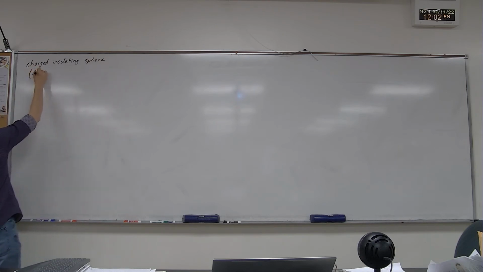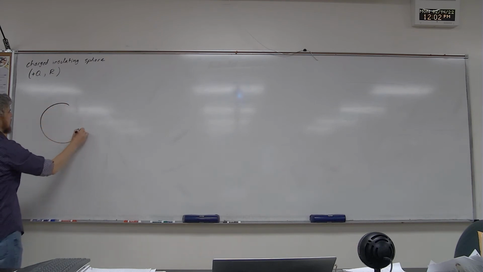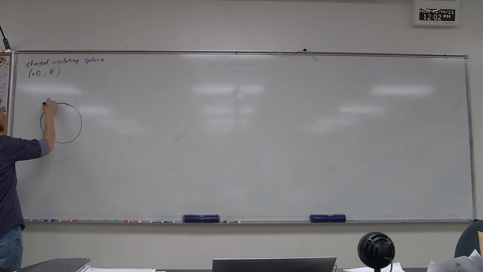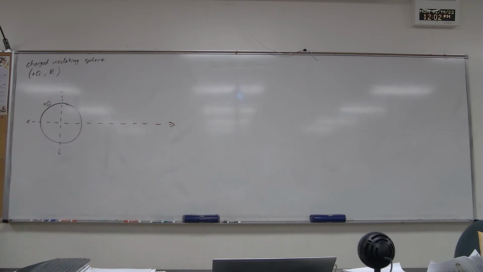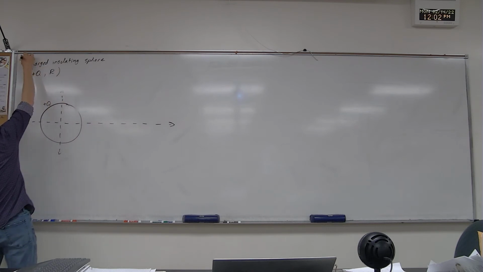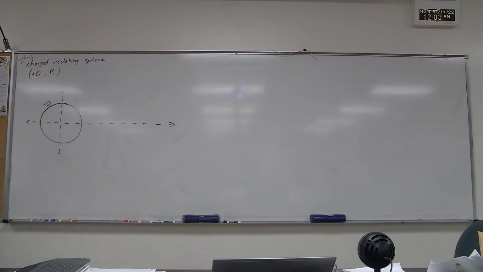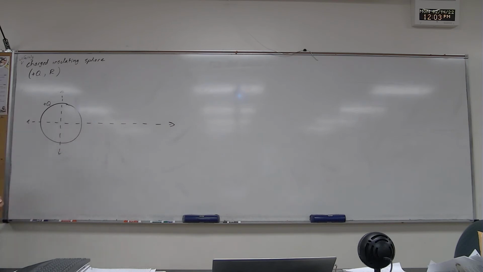So charge plus Q, radius R. Put it right here. And I'm going to impose a coordinate system. Uniformly charged, sorry, uniformly charged insulating sphere. And I want to know, and this is going to be complicated, but follow with me.